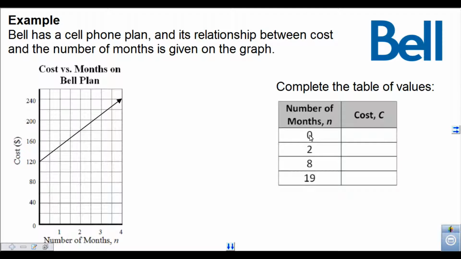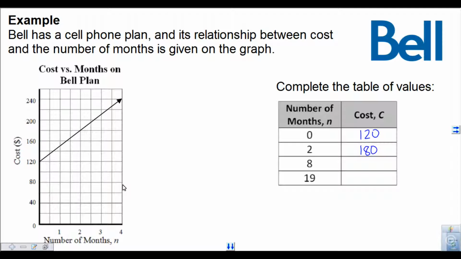So I can see for the first couple, at 0 months, it costs $120. So that must be the activation fee for this Bell plan. At 2 months here, it is at $180. Okay, now here's the problem. I don't know how many dollars it is for 8 months or for 19 months because it's not shown on the graph.